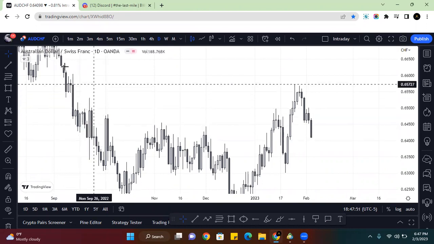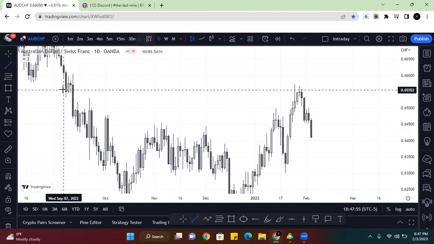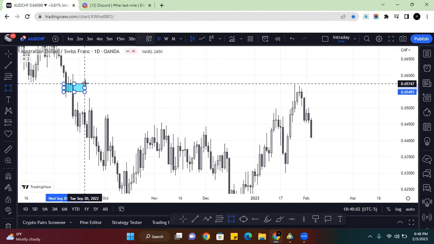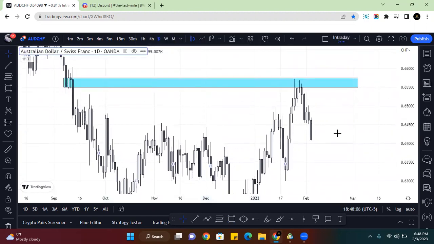So the first thing I noticed here on Australian dollar Swiss franc is that there was an order block that was respected here. This is the last bullish candle before the break. So I'm gonna draw that in real quick. Drop it in the chat box if that makes sense.